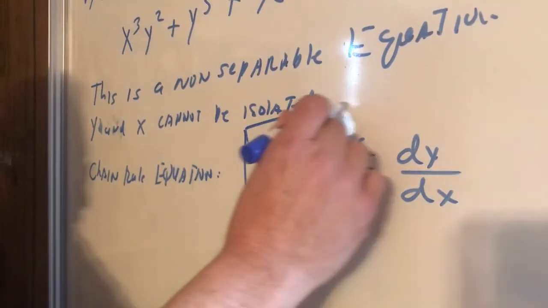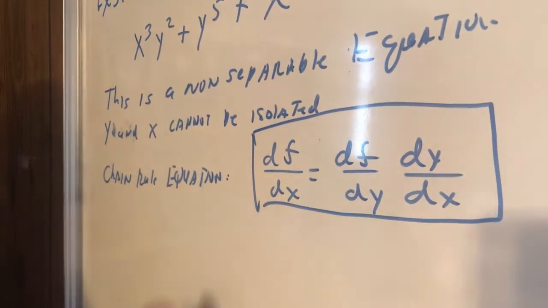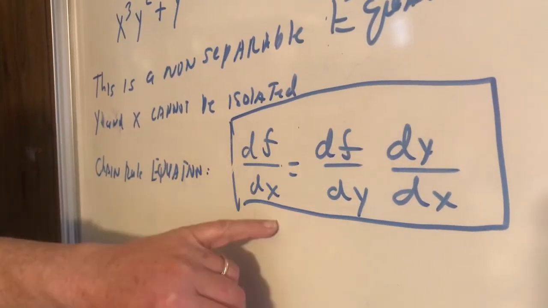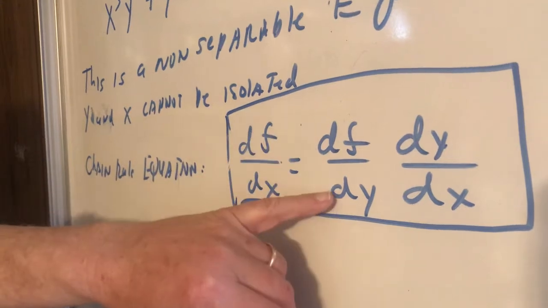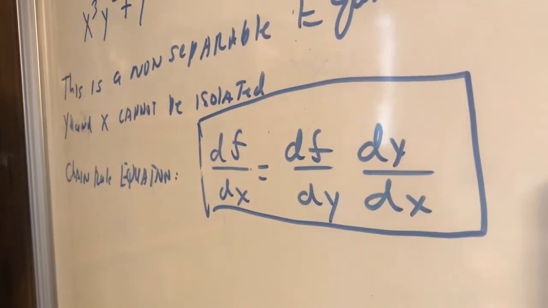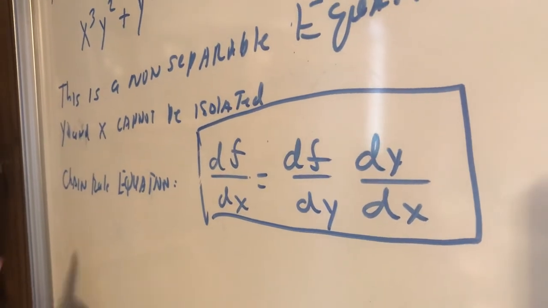I've taken the chain rule and altered it a little bit so we don't get mistaken. The derivative of a function of y with respect to x is the derivative of that function with respect to y, times dy/dx. That's our chain rule.